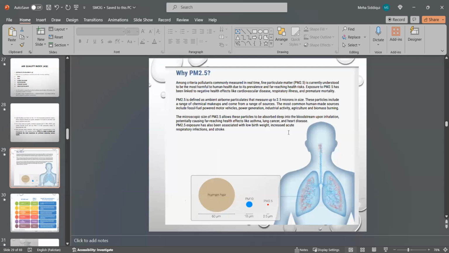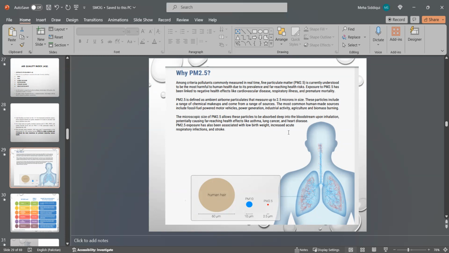Why is particulate matter 2.5 considered in the air quality index? Among criteria pollutants commonly measured in real time, it is currently understood to be the most harmful to human health due to its prevalence and far-reaching health risks. Its exposure has been linked to negative health effects like severe respiratory illness and premature mortality.